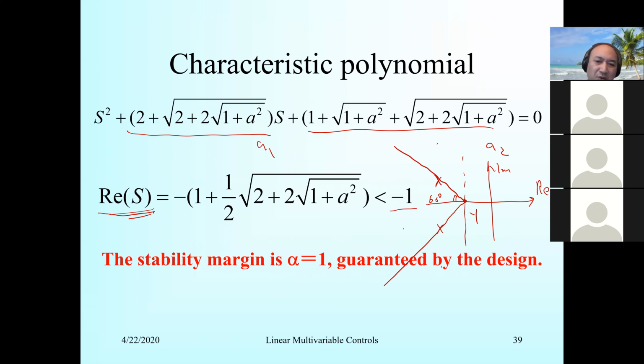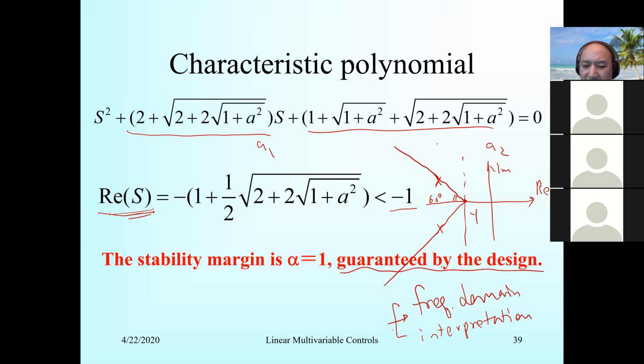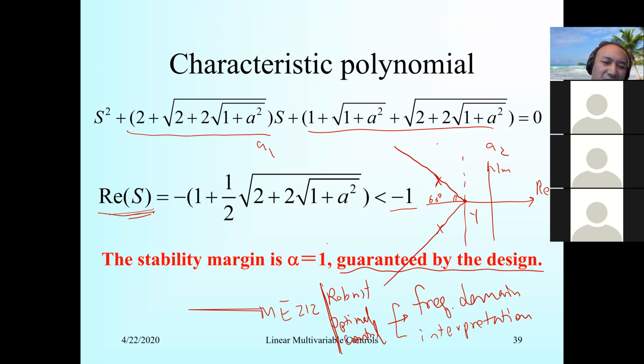So I want to summarize what we did today regarding stability, guaranteed margin by the design. Well, there are a lot of questions we haven't addressed, especially the frequency domain interpretation. We haven't talked about it. And this is actually covered in ME 212, robust and nonlinear and optimal control. Okay, so we were talking about the inherent robustness of LQR full state feedback.